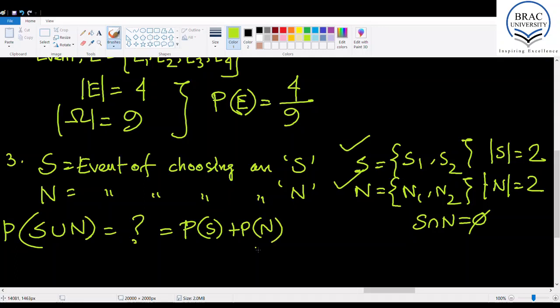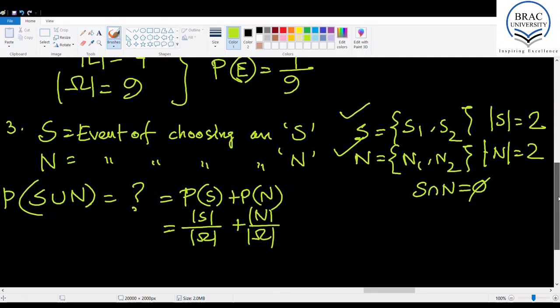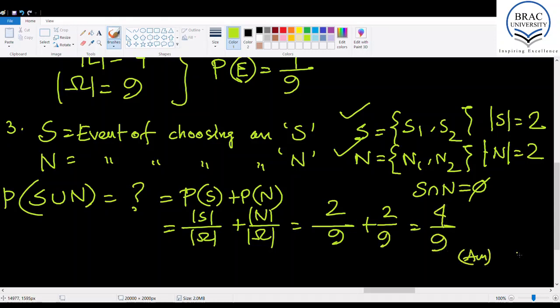So now, what is P of S? And now we are putting the values here. So 2/9 plus 2/9, which is 4/9. So this is the answer. I hope you understand it.